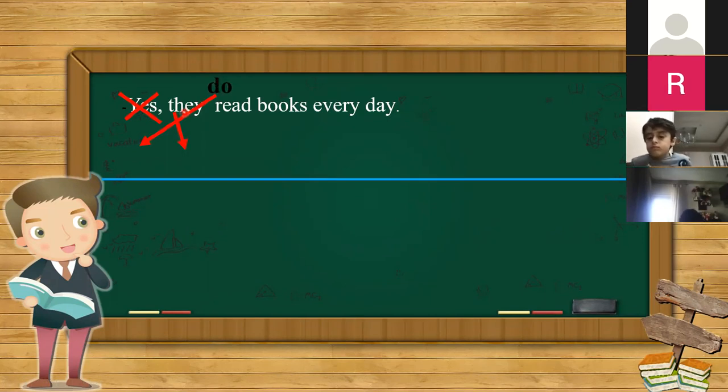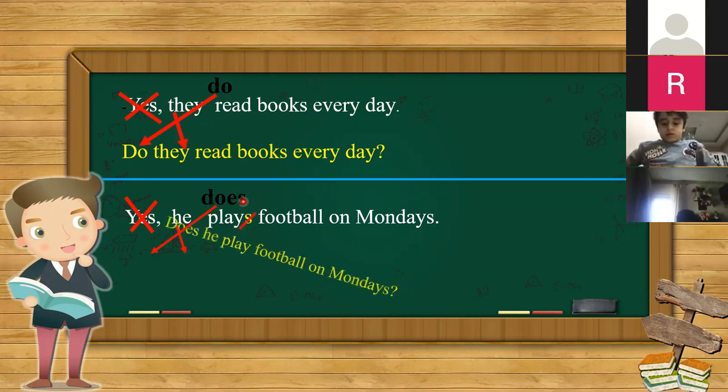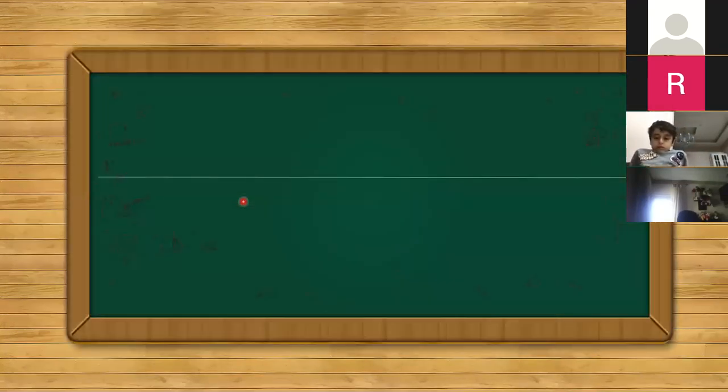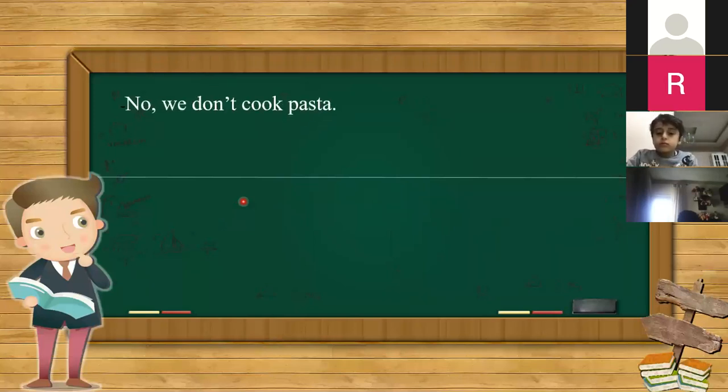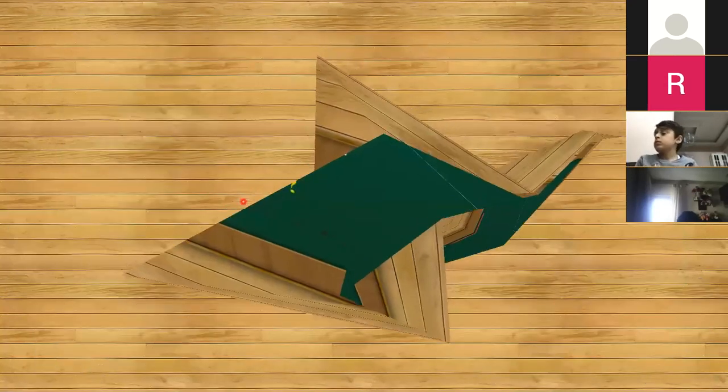And if we have he or she or it like this, we have to write small does here above the verb. Please don't forget this one because this step will help you to form a question in a very easy way. Do you promise me that you will not forget this step? I trust you. So no problems, right?